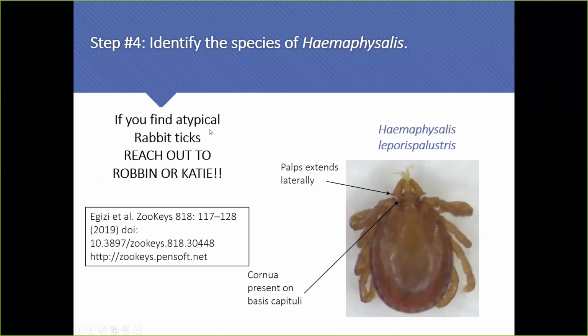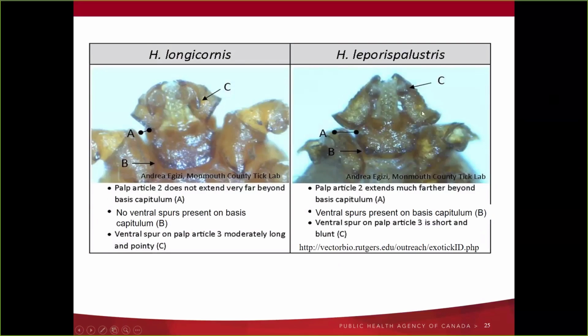And you may even come across some atypical ones, the Asian longhorn tick, which I talked about last time. If you get any of those, obviously we'd like to examine those in detail. But the features that separate them here, again, is this. This is the palpal segment 3 on Longicornis. This is supposed to be the long palps here. On the rabbit tick, they're much shorter.